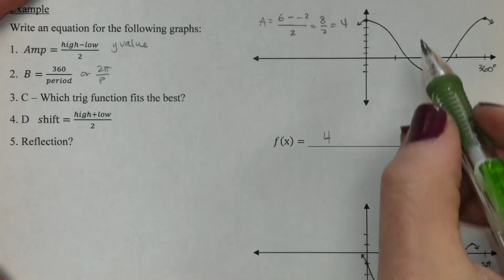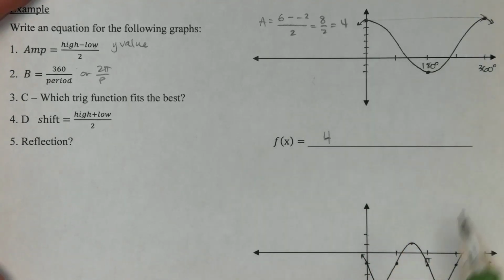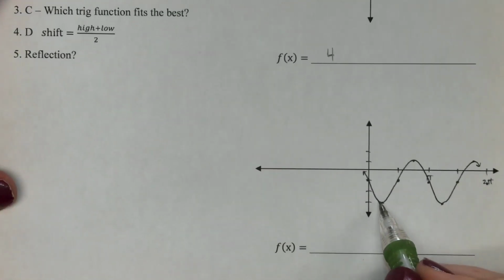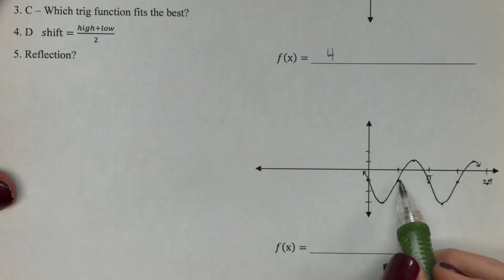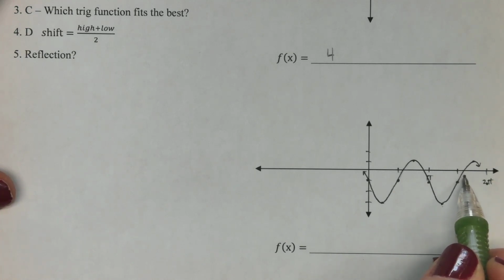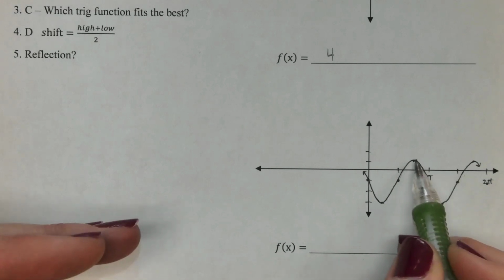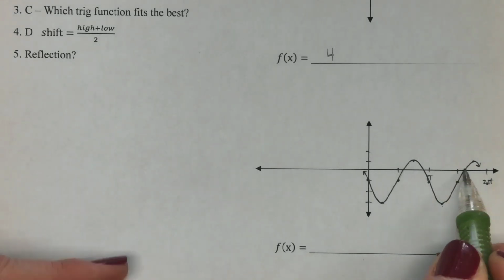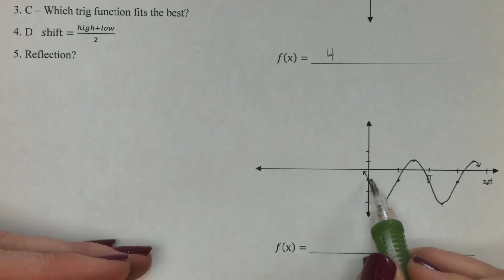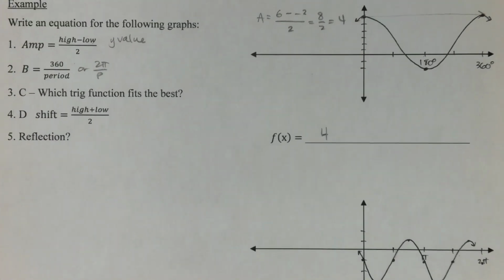Next up is period. So my period, I'm looking for a high point to a high point, or maybe a low to a low. You can even do like a middle up to a middle up, but you have to be doing 2 of the same type of points. So bottom, bottom, top, top, middle up. You could do a middle down with a middle down, but you just have to match up two of the same type.